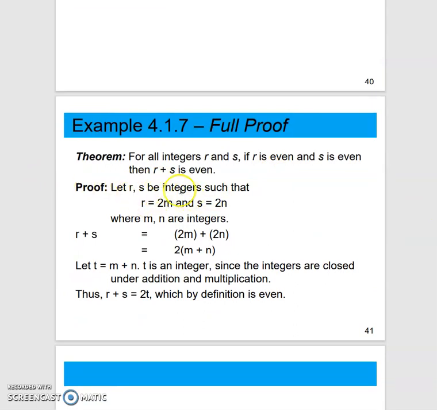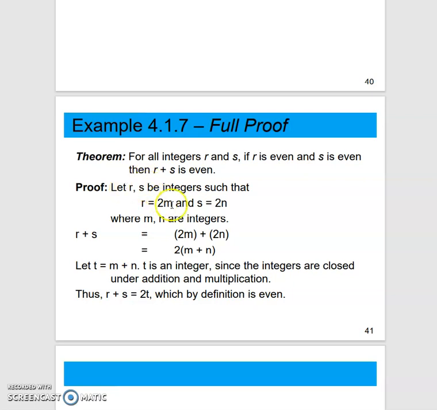So I'm always going to start by stating what type of numbers I have. So notice I start by saying that R and S are integers. And because we want them even, let's use the definition for even. So R equals 2m, S equals 2n. Remember, anytime I make a variable, I have to tell what type of number that is. So m and n are integers.